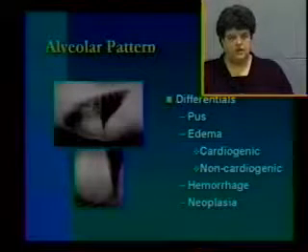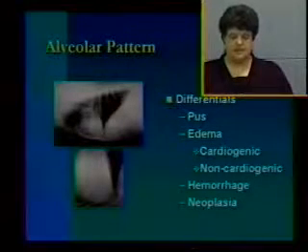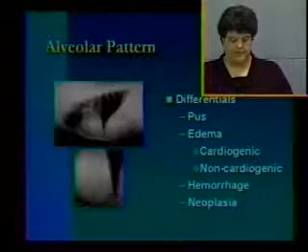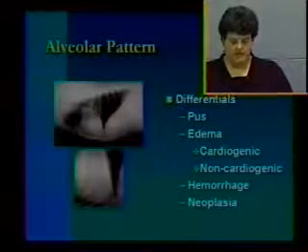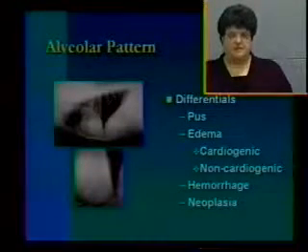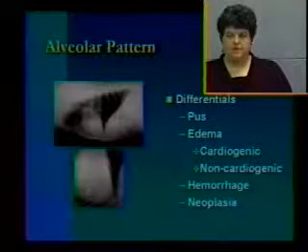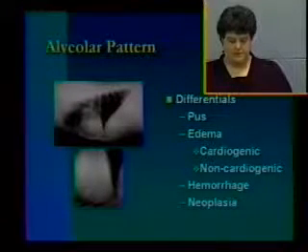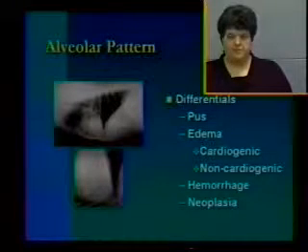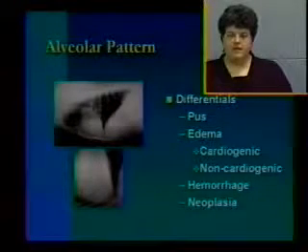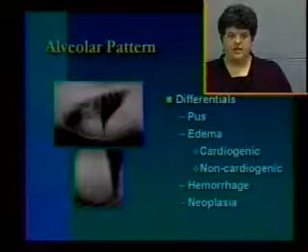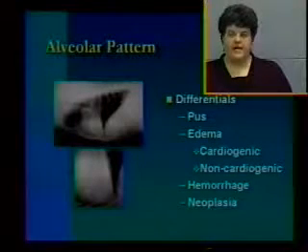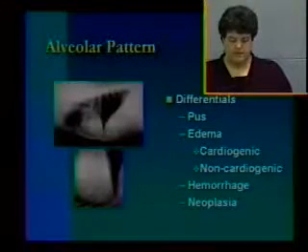differentials. So three big things cause alveolar patterns in the lungs of any animal. The first is that you have pus. So you have a pneumonia of some kind or an infiltrate of inflammatory cells. The second is that you have edema, either cardiogenic, meaning in the dog a perihilar infiltrate that extends outward, or in the cat a patchy infiltrate.